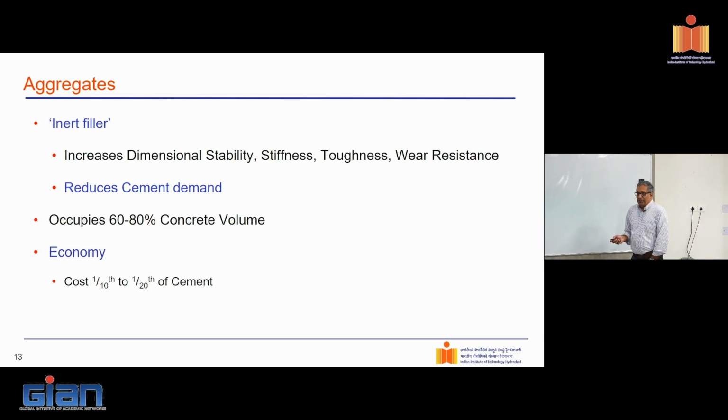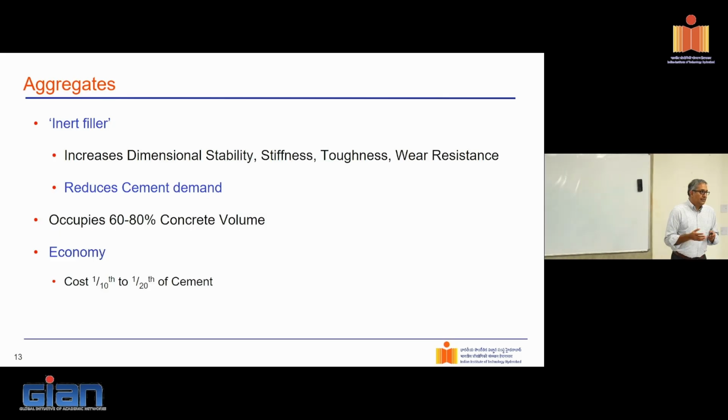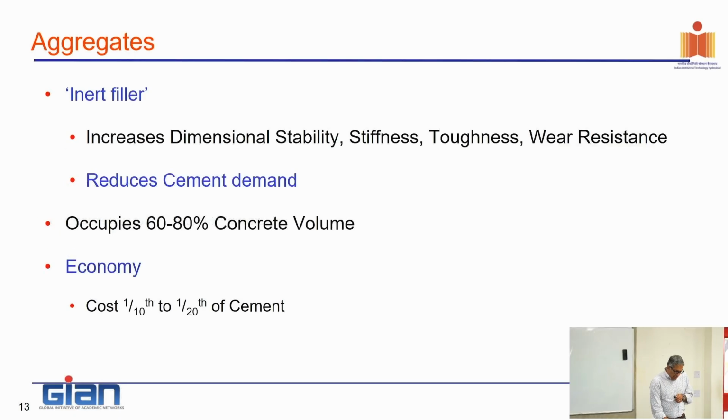And economy, of course. Aggregate are cheaper than cement, right? So it makes sense. Use more of the cheaper material, pack the volume, right? Reduce your cement content, okay? And in the process also provide stiffness to the concrete, and strength and toughness. These characteristics would come from aggregate.